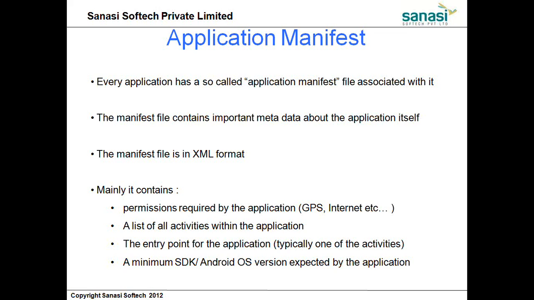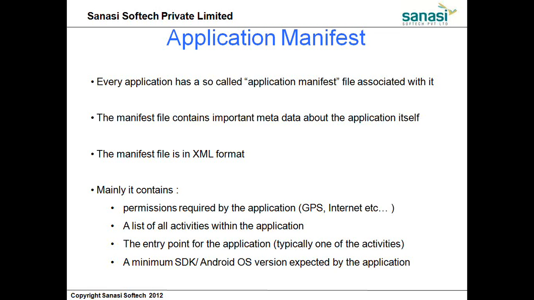The manifest file is typically in XML format. It's a custom extension of the XML format, so the contents of the manifest file are typically XML. Most importantly, the manifest file contains the items in this list, as I've mentioned here in the slide. It requires, for example, the list of all permissions that are necessary for your particular application. For example, you might be looking for GPS permission, you might want internet access, or access to the SD card. So the application manifest is the place where your application will specify that this is the set of permissions that I'm looking for.